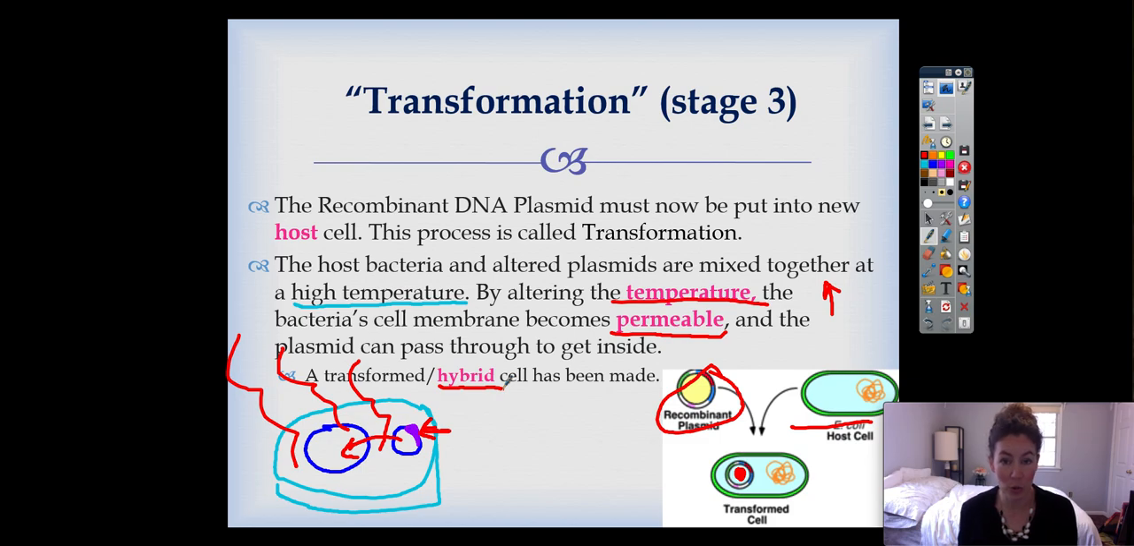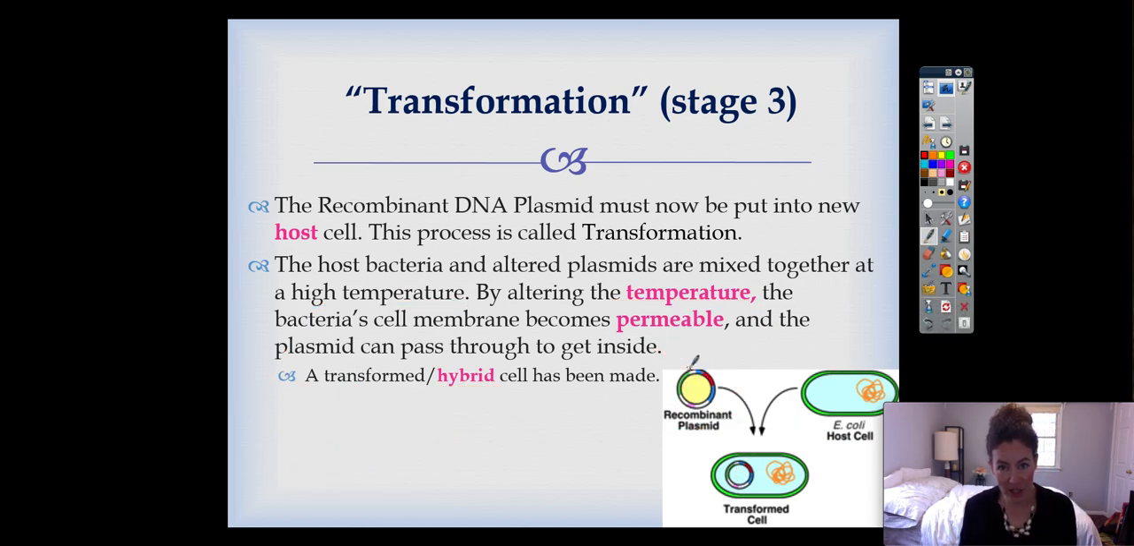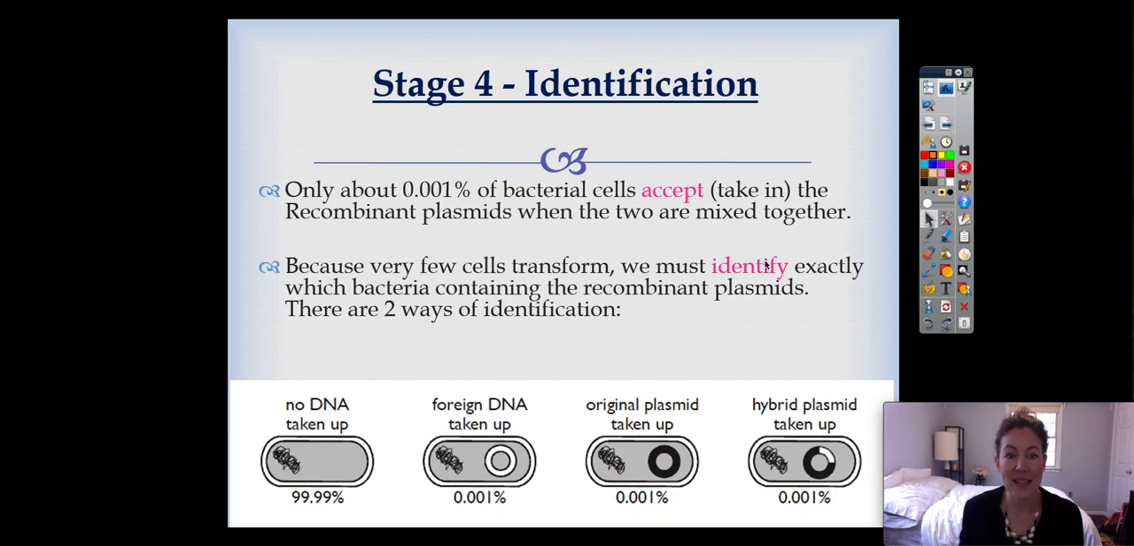Hybrid meaning two sources. We have the two sources, the new DNA here. All right, I hope that really helps to clear up what transformation is. We're transforming a host bacteria by adding new DNA to it, by using heat so that the plasmid can get inside. All righty. Stage 4.